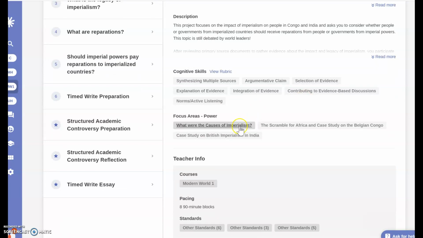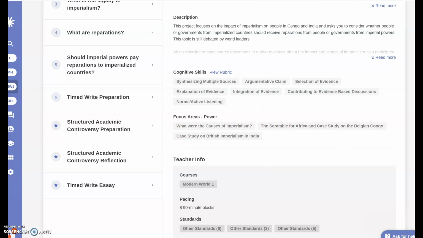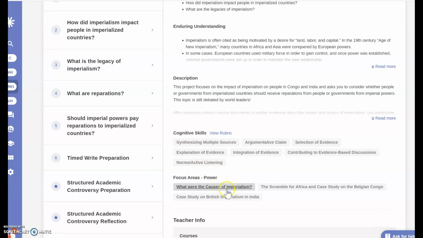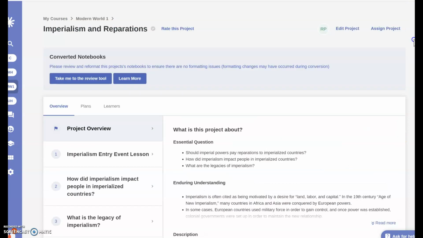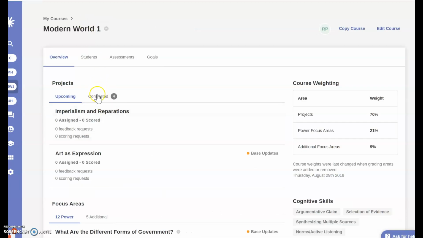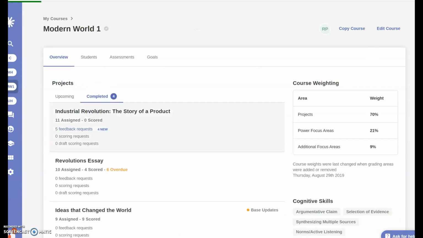In particular, you should start with what were the causes of imperialism. You need that important background content knowledge. So work on that one first, and then you can move on to the others. You should take this week to get familiar with the project, learn about imperialism in the focus areas, do my lesson, and then if you still have to, finish up our last project on the Industrial Revolution.